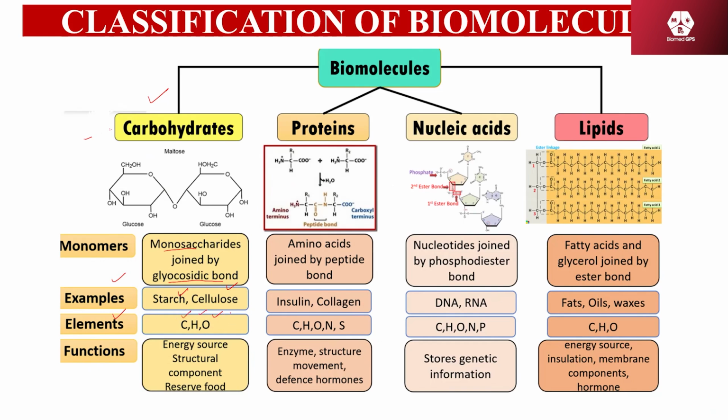And what are the functions of carbohydrates? These are the energy source. As you know, we eat food for energy and primarily we get it from carbohydrates. These are also the structural components of the cells and they are also the reserved form of food, such as glycogen. So carbohydrates are made up of monosaccharides. Different monosaccharides join together and form the long chains of carbohydrates. We will be discussing this in detail in the coming lectures.